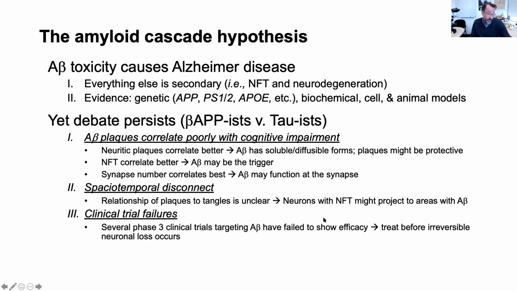One of the possibilities is maybe those neurons in the medial temporal lobe have axons that project to places far away. You just need to map them better, and you'll find that their synaptic terminals touch a plaque far away in the neocortex. The other problem is that there have been several large phase 3 clinical trials targeting A beta, and have failed to show efficacy in the disease. And so this has caused a lot of anxiety in the field.